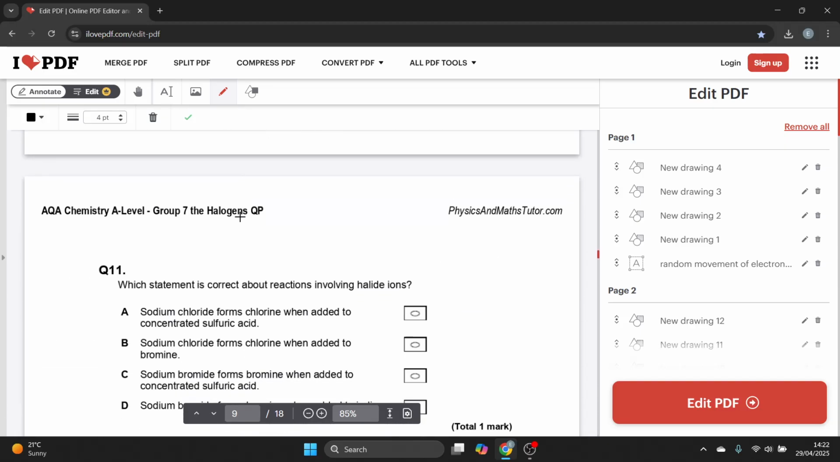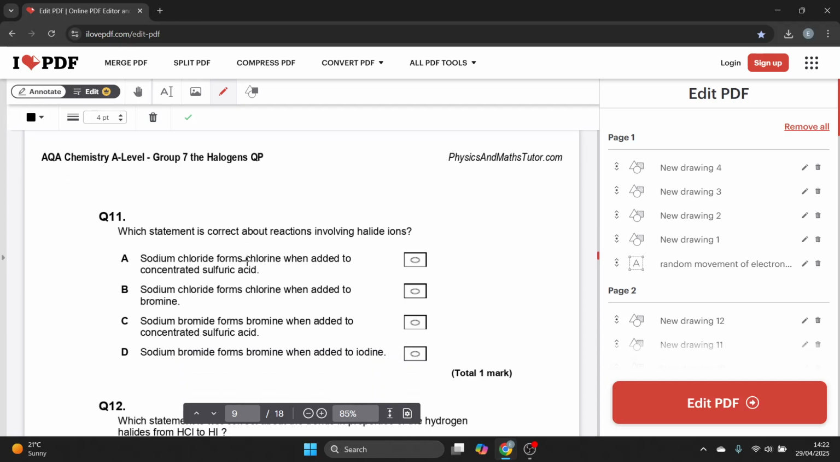Which statement is correct about reactions involving halides? Sodium chloride forms chlorine when added to concentrated sulfuric acid. Sodium chloride plus H2SO4 forms chlorine? No, it doesn't. It forms NaHSO4 plus HCl. Sodium chloride forms chlorine when added to bromine? No. Sodium bromide forms bromine when added to concentrated sulfuric acid? Yes.